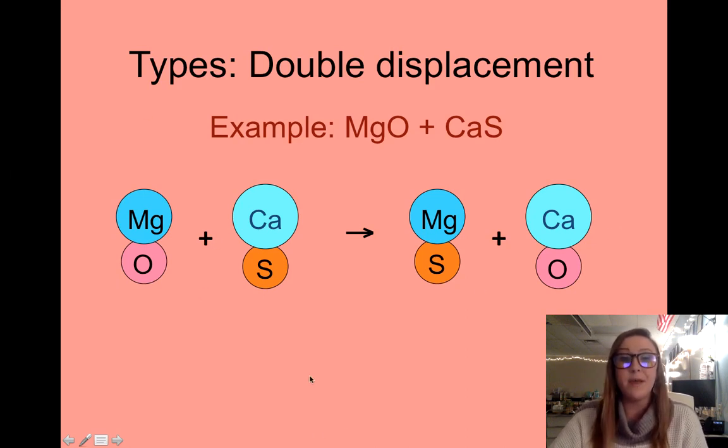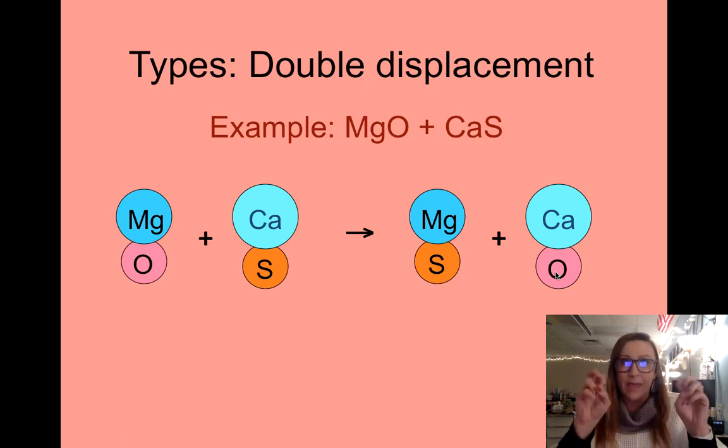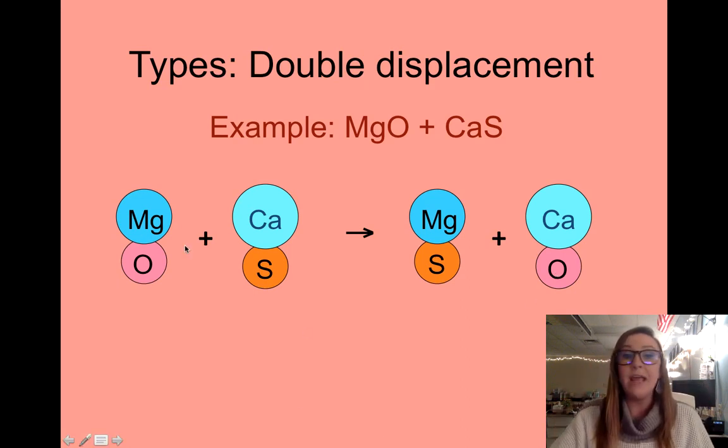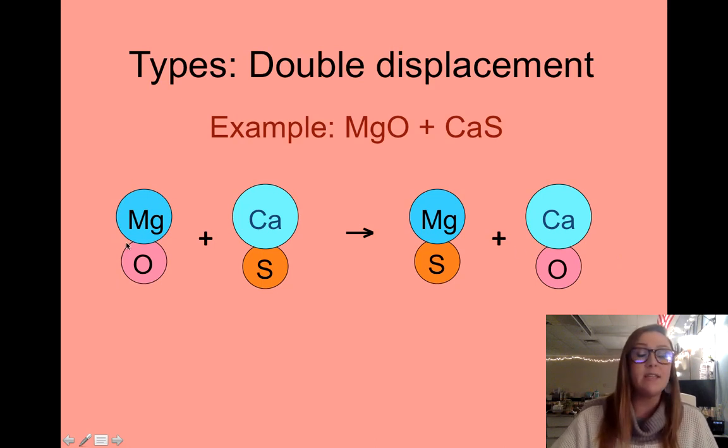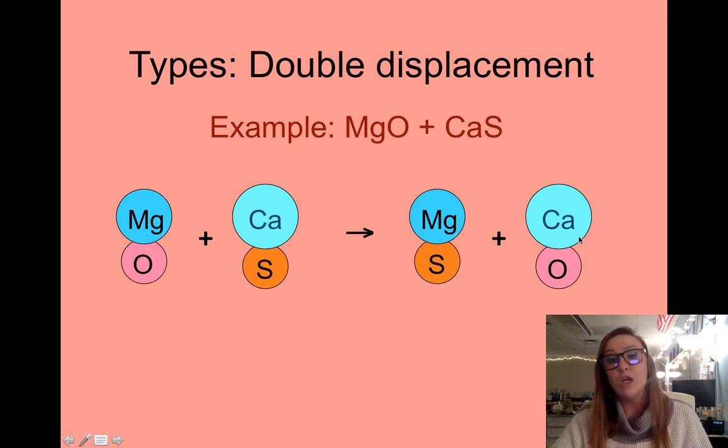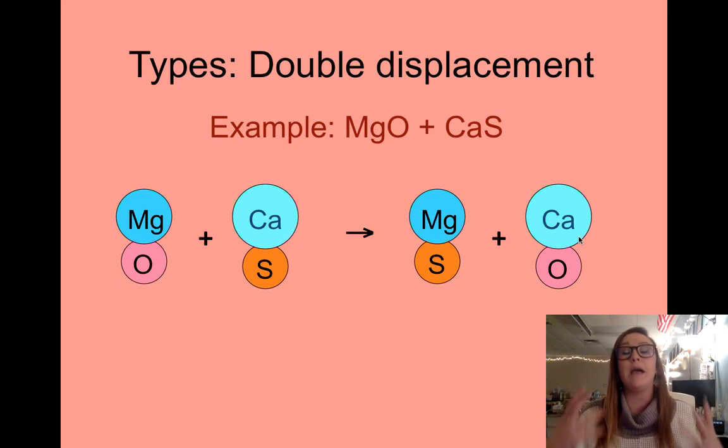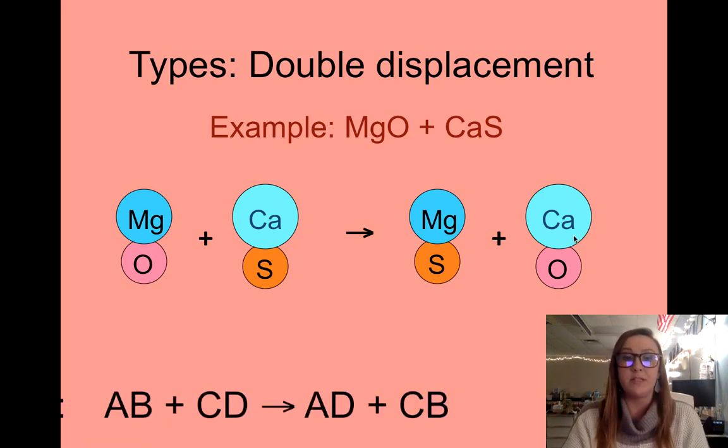We have all of the same elements. We started with magnesium, we end with magnesium. We started with calcium, we end with calcium. We started with sulfur, we ended with sulfur. We started with oxygen, we ended with oxygen. That is what meets the law of conservation of mass, right? We always have to obey that law. But I have completely different identities. Magnesium oxide is completely different than magnesium sulfide. Calcium sulfide is completely different than calcium oxide. So we have completely new compounds in a double displacement reaction.